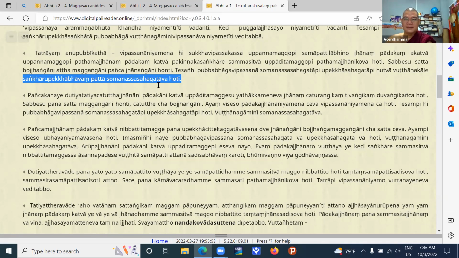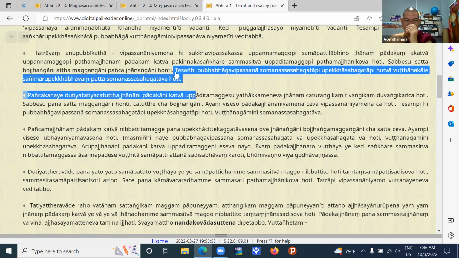See? As the magga is Prathama Jhanika magga, the saccavibhaṅgo also must be associated with somanasa, even though they could be somanasa sagada or upekkha sagada before, during the vipassana meditation process before saccavibhaṅgo. That is the meaning. You clear?